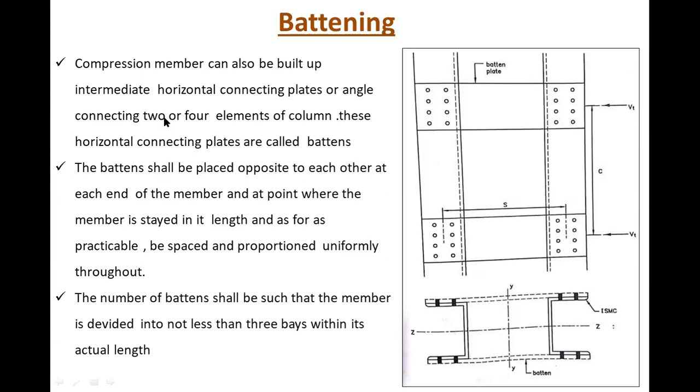So the battens shall be placed opposite to each other at each end of the member and at a point where the member is stayed in its length. As far as practicable, they should be spaced and proportioned uniformly throughout. The number of battens shall be such that the member is divided into not less than 3 bays within its actual length.